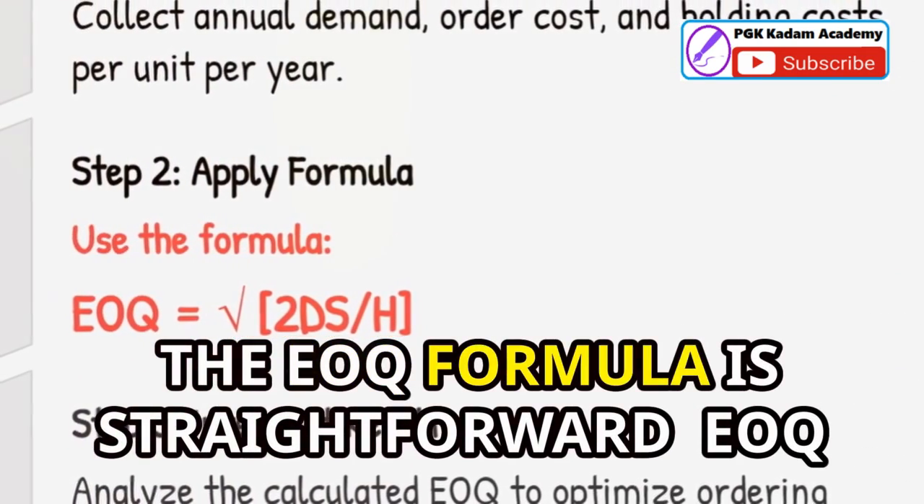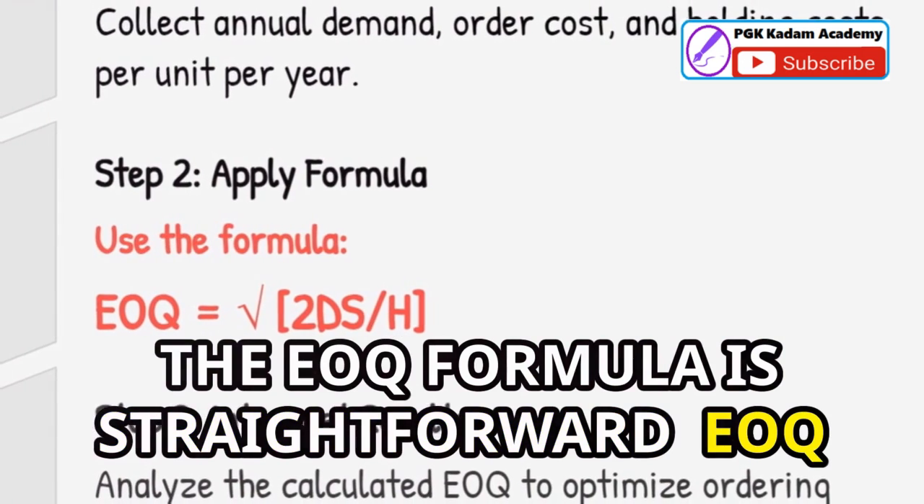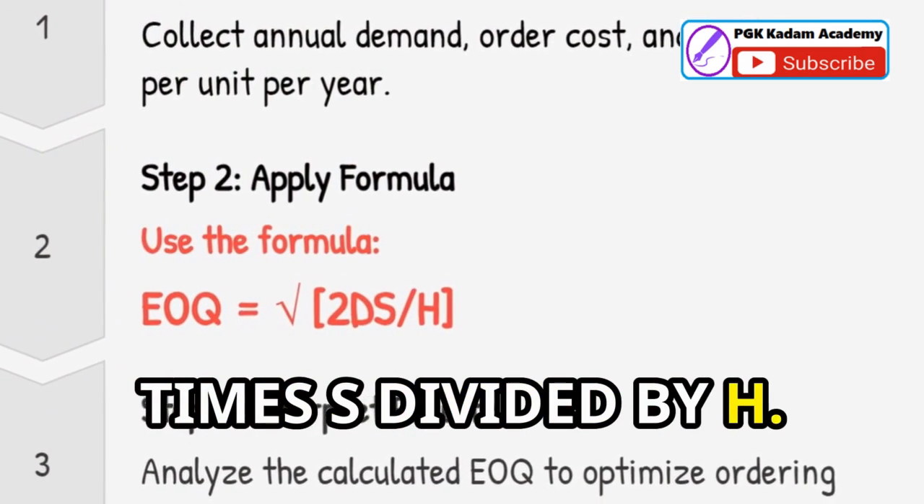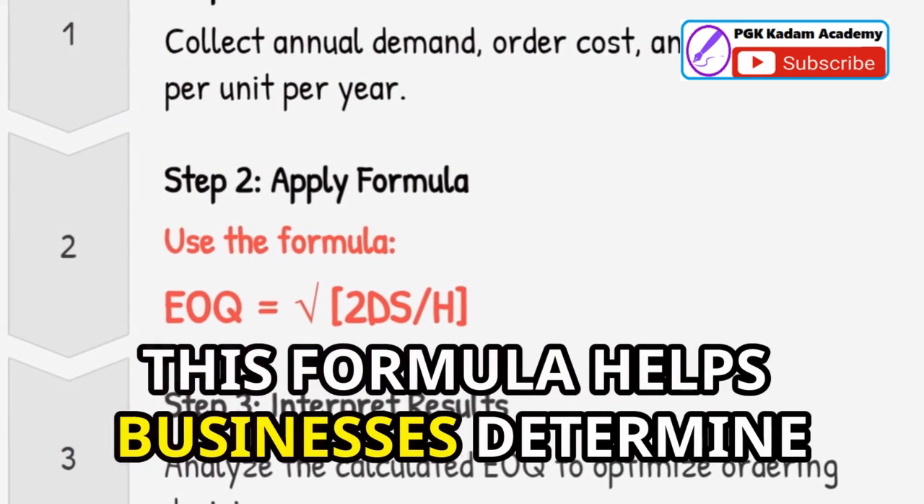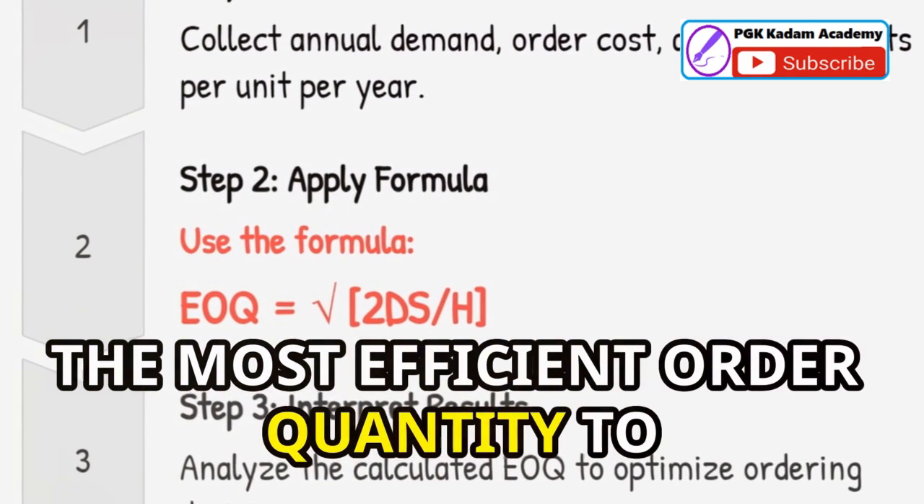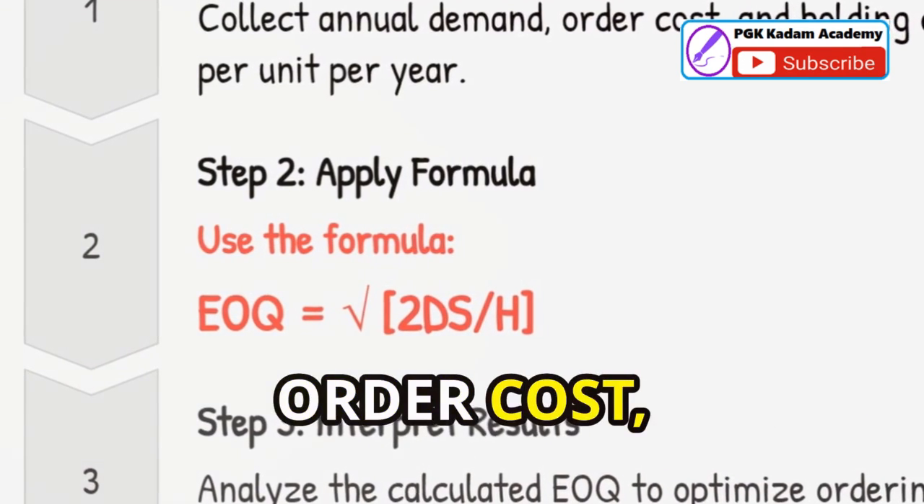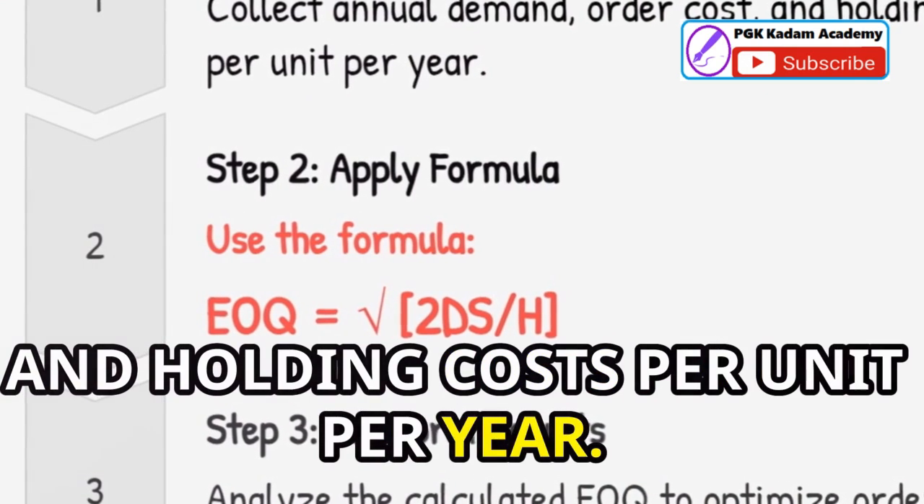The EOQ formula is straightforward. EOQ equals the square root of 2 times D times S divided by H. This formula helps businesses determine the most efficient order quantity to minimize costs. Collect annual demand, order cost, and holding costs per unit per year.